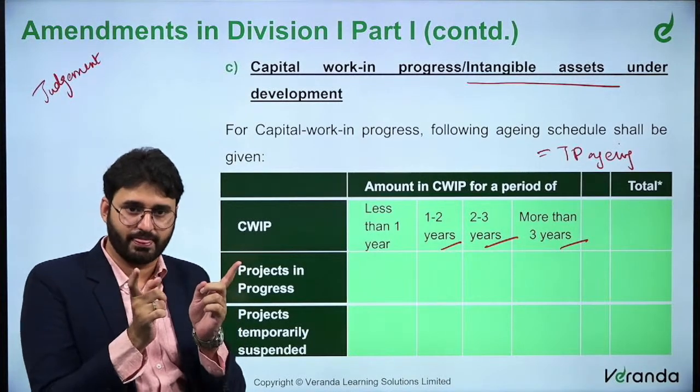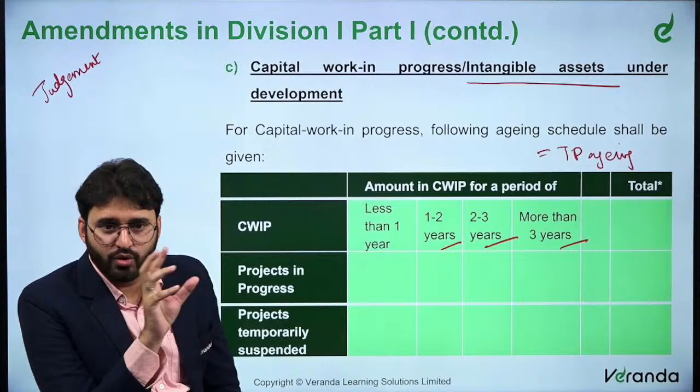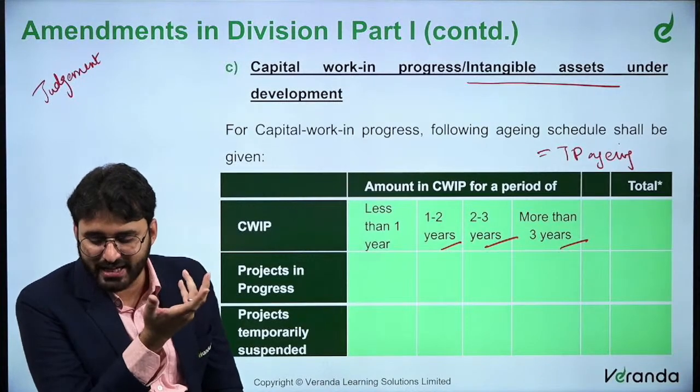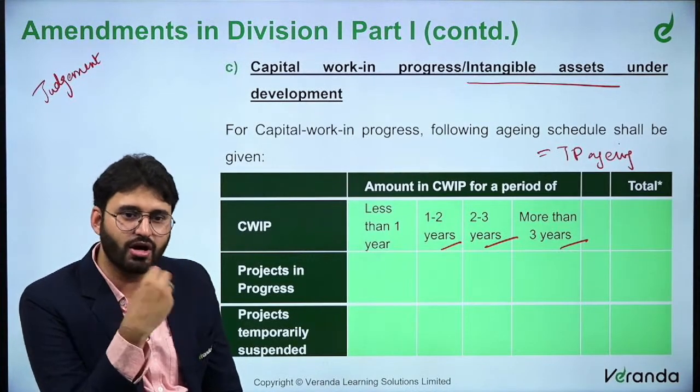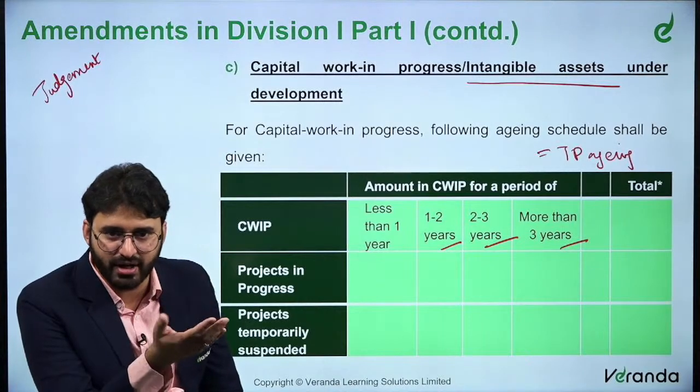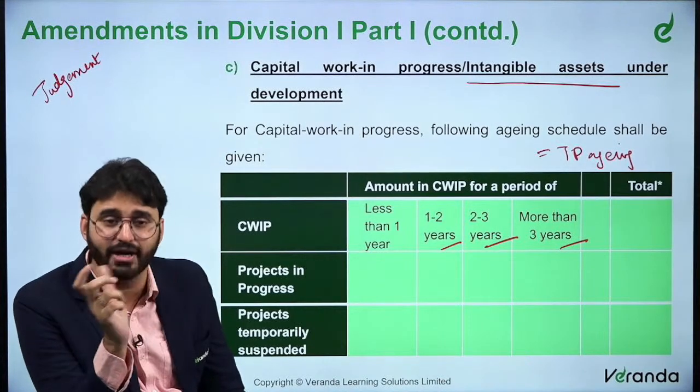So that's a bifurcation. Now, you again have to do it by less than 1 year. This aging is of course based on how much you have invested. Less than 1 year, 1 to 2 years, and so on: amount in CWIP for a period of.